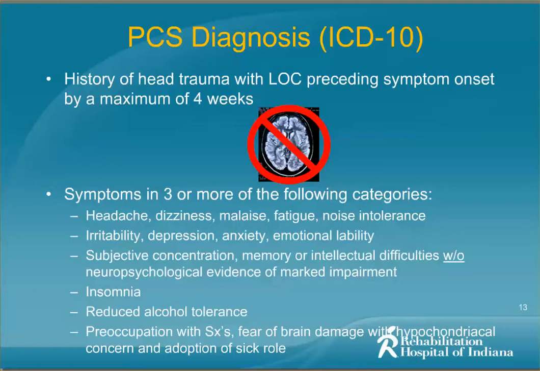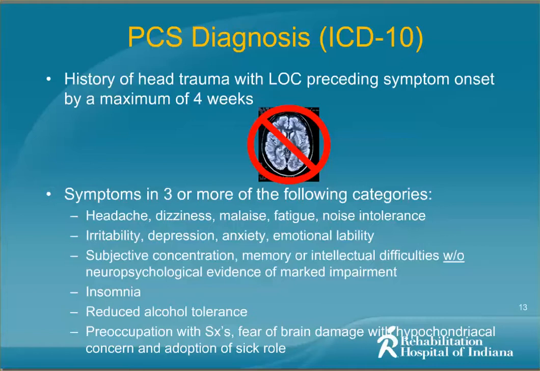Symptoms in 3 or more of the following categories, so headache, dizziness, malaise, fatigue, noise intolerance, irritability, depression, anxiety, emotional lability, subjective concentration, memory, or intellectual difficulties without the support of neurological evidence or marked impairment. I'm going to stop there. That one's really important because what that's saying is even if on neuropsychological testing, it does not show impairment levels in those areas, does not mean that they don't qualify for a diagnosis of post-concussive disorder. They just have to perceive the difficulties in those areas.